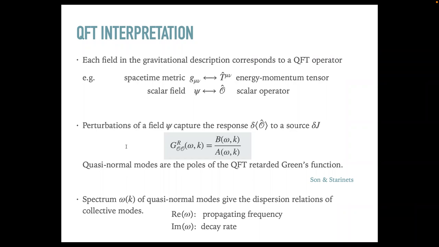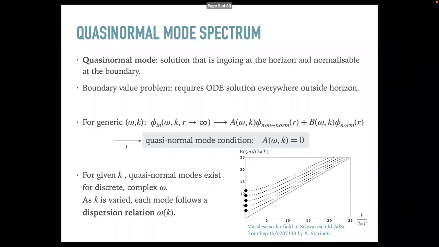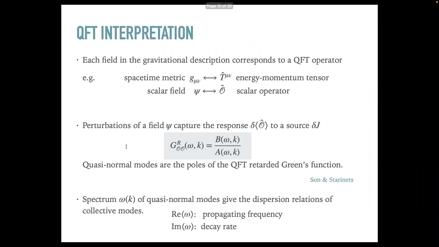Or even more precisely, the ingoing solutions for perturbations of a field tell us the retarded Green's function of the operator in the quantum field theory. So if I find my ingoing solution for some scalar field phi, decompose it in terms of its normalizable and non-normalizable modes near the boundary, these coefficients B and A, then the ratio of B over A tells us the retarded Green's function of this scalar operator in this thermal state of a strongly interacting quantum field theory.